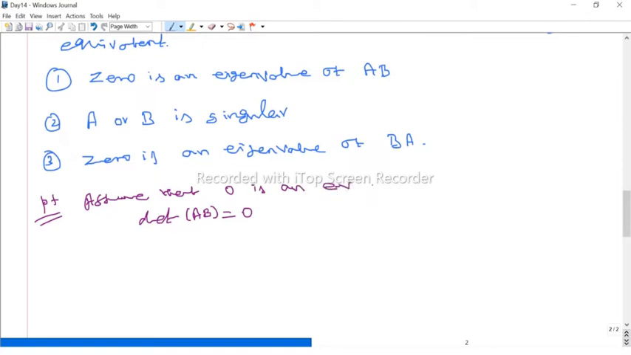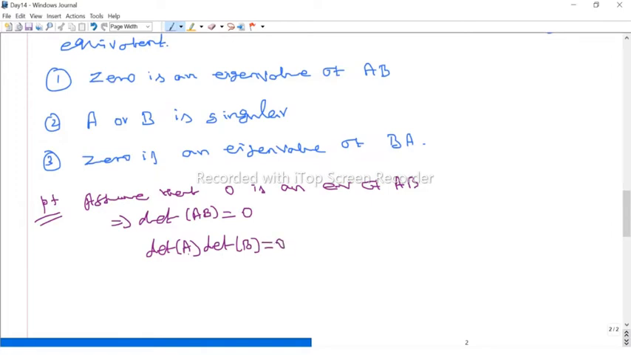0 is an eigenvalue of AB implies that the determinant of AB should be 0, because the determinant of AB is nothing but the product of the eigenvalues of AB. We know one of the eigenvalues is 0, therefore the product is 0. And we know the property of determinants: the determinant of AB is nothing but determinant of A times determinant of B. This is equal to 0.